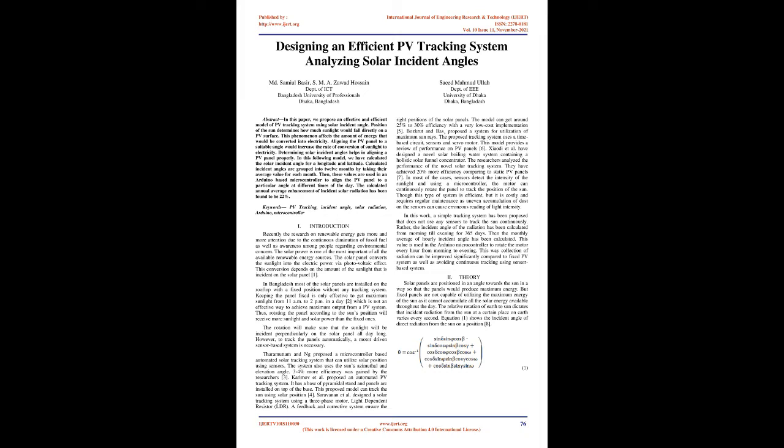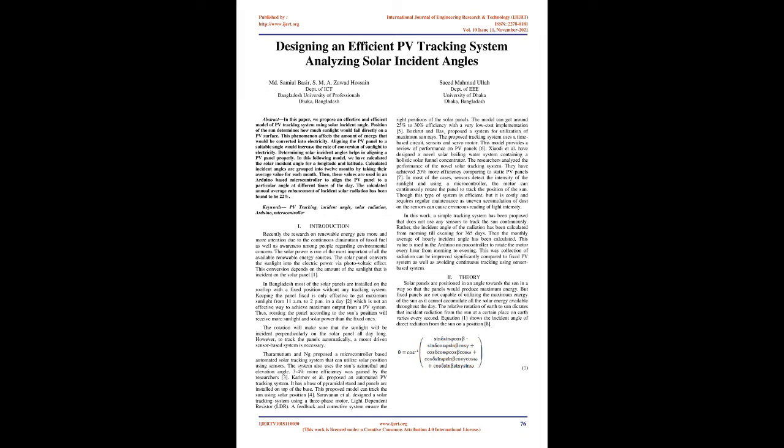1. In Bangladesh, most of the solar panels are installed on the rooftop with a fixed position without any tracking system. Keeping the panel fixed is only effective to get maximum sunlight from 11 a.m. to 2 p.m. in a day, which is not an effective way to achieve maximum output from a PV system. Thus, rotating the panel according to the sun's position will receive more sunlight and solar power than the fixed ones. The rotation will make sure that the sunlight will be incident perpendicularly on the solar panel all day long.